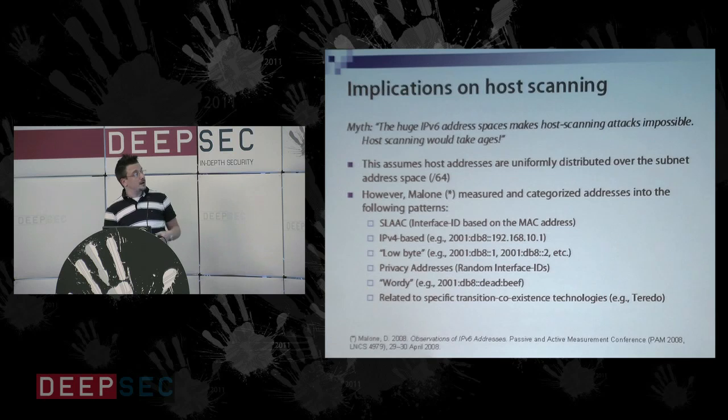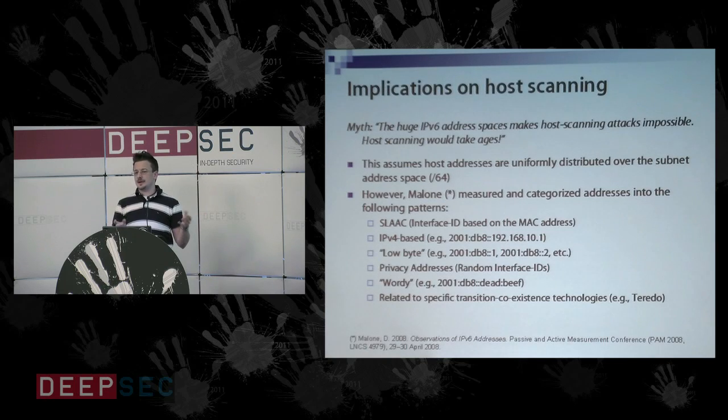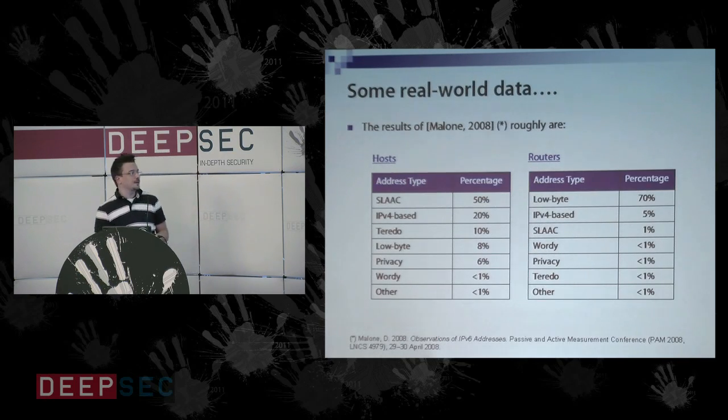So these are some of the categories that these guys proposed for the addresses. The first of them is addresses that are based on the MAC address. That means addresses that include in the interface ID the MAC address of the host. There are addresses that include an IPv4 address. There are addresses that, as I said before, are called low byte, that basically have an interface ID of all zeros and just the last byte varies. There are privacy addresses that basically are random. Other addresses they refer to as wordy, which means that as a result of IPv6 addresses being expressed in hexadecimal notation, you can form a few words such as deadbeef there. And there are a few other addresses that have to do with some transition technologies.